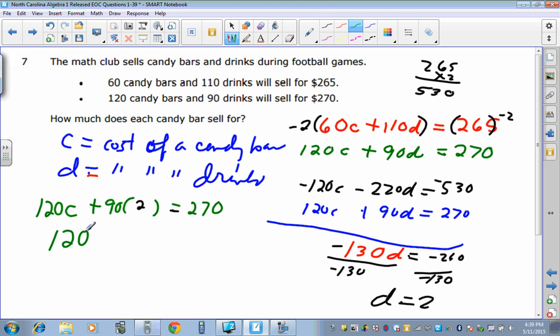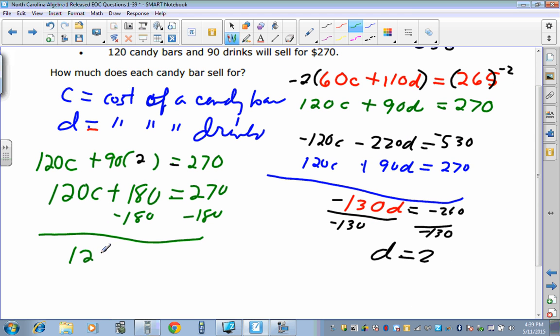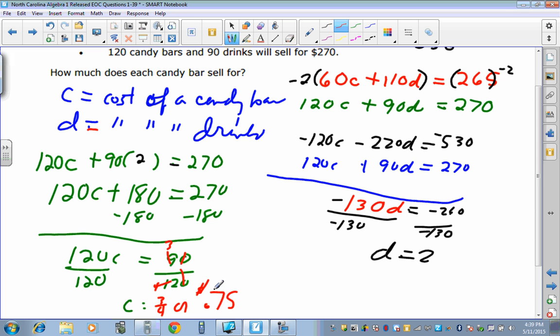So that's 120 candy bars plus 180 equal to 270. Subtract that 180 from both sides. We know that 120 candy bars is $90. Divide by 120. I can reduce this fraction. The zeros are going to cancel. 3 goes into 9 3 times. 3 goes into 12 4 times. That's 3/4 of $1 or 75 cents. So they're selling candy bars for 75 cents each.